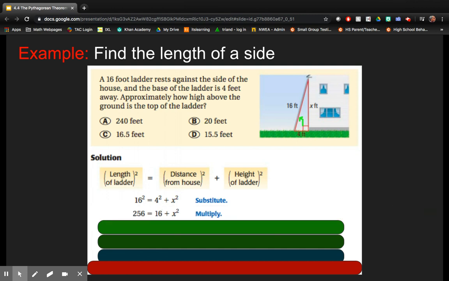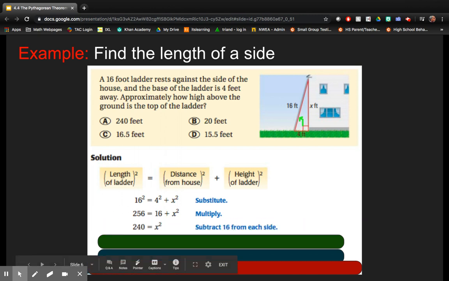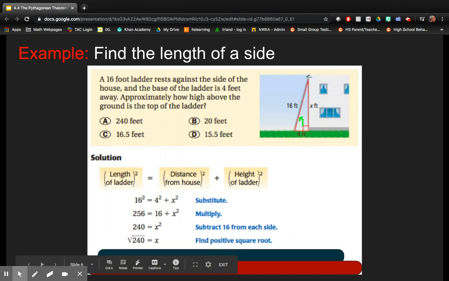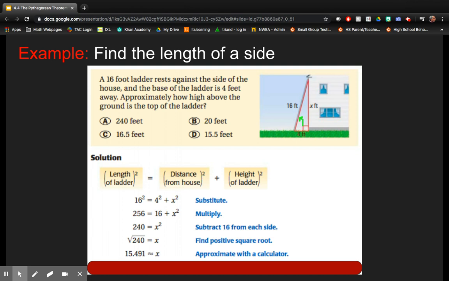Square each number. 16 squared is 256, and 4 squared is 16. Now we need to subtract 16 from each side. Every time we're solving for a leg of the triangle, we'll be subtracting instead of adding. Then take the square root of each side, and we get x is equal to the square root of 240. Finding a decimal approximation for that, since we're talking about real life and we don't usually talk about things being the square root of 240 feet high, we get a decimal and we get 15.491.